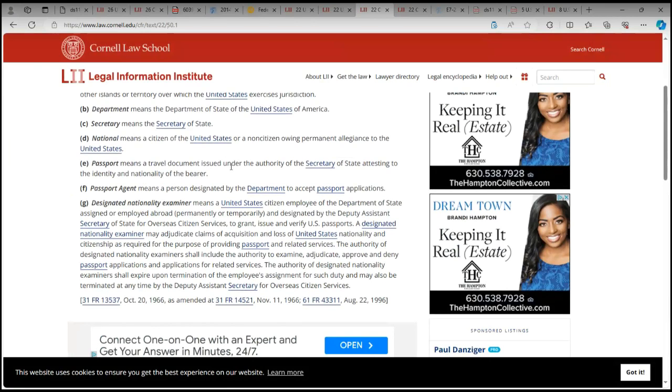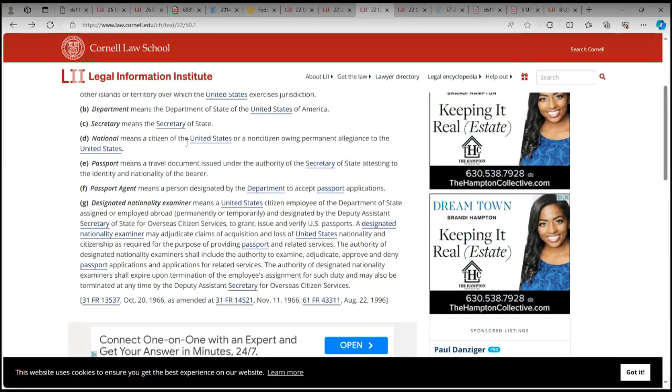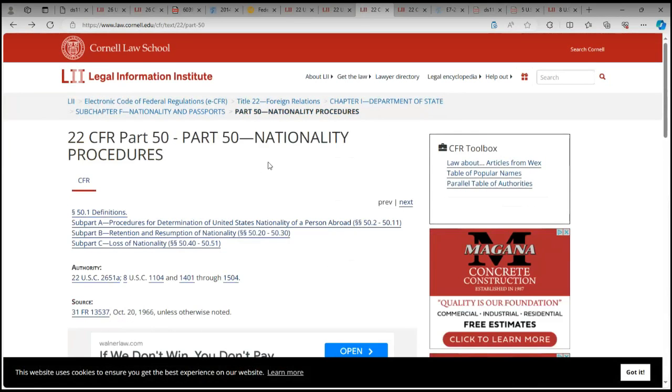Now, if you notice, they don't define United States here. Let's see if we click on it, what it gives us. It gives us section 50.1. It doesn't define citizen of the United States, right? So I'm going to skip all this because Part 50 should not apply to you.